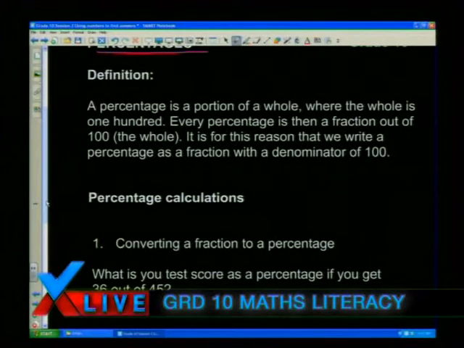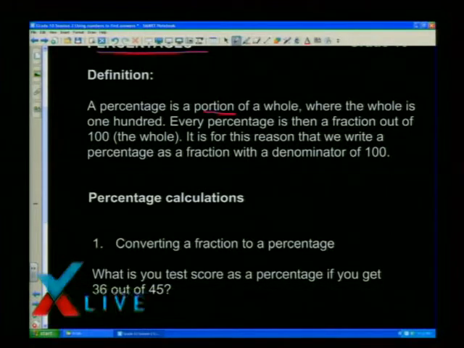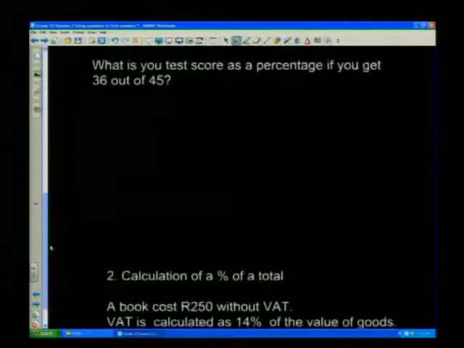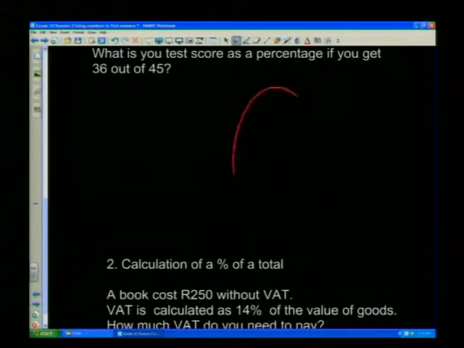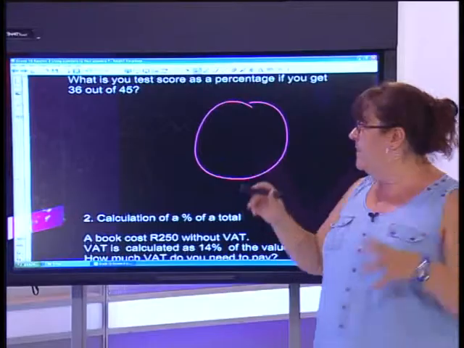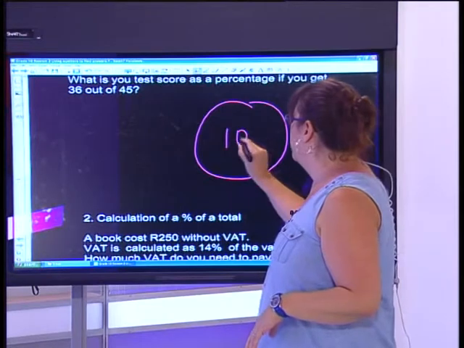A percentage is a portion of a whole, where the whole is 100%. In fact, let me find a little bit of space at the bottom of this page and see if I can draw it. Right. If I look at that being my whole, not a very good circle. If that being a whole, this is 100%.